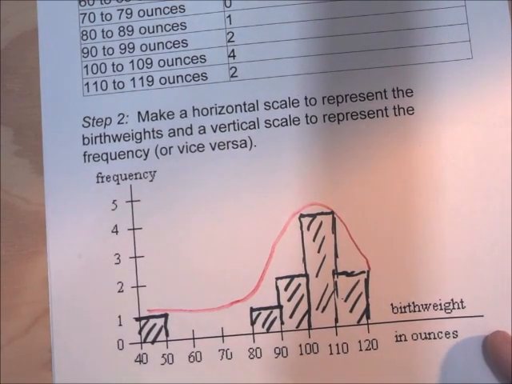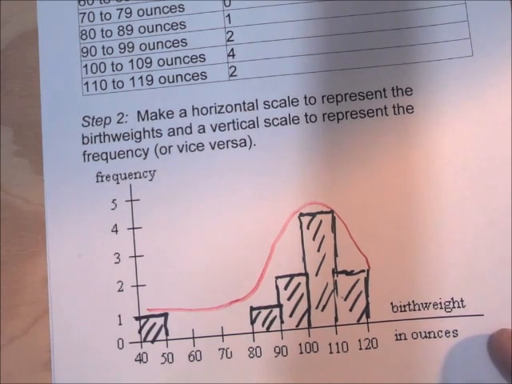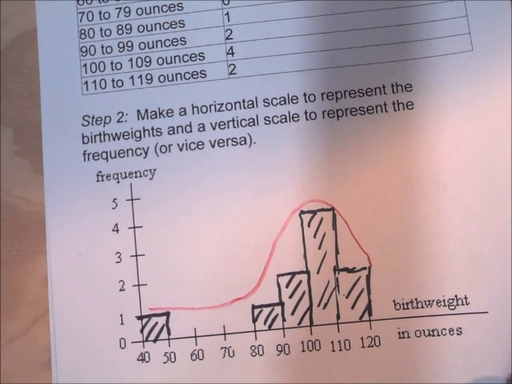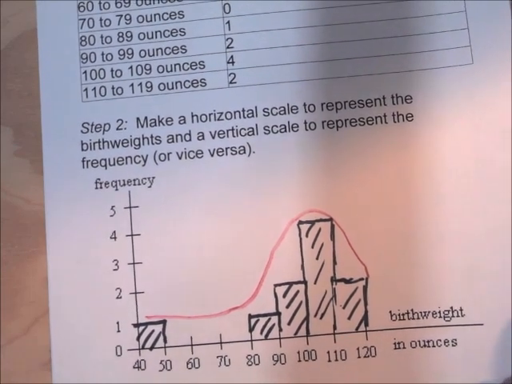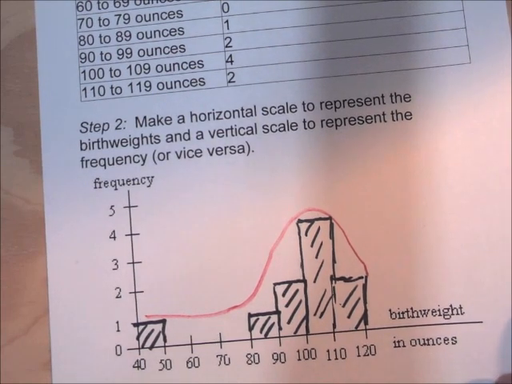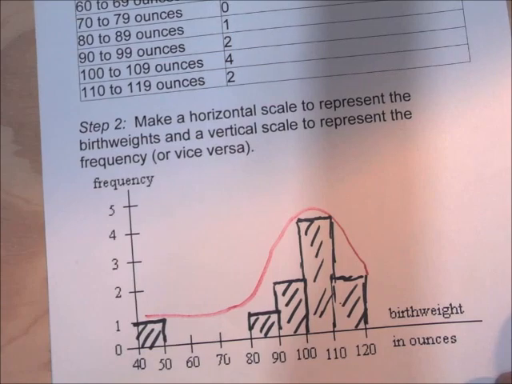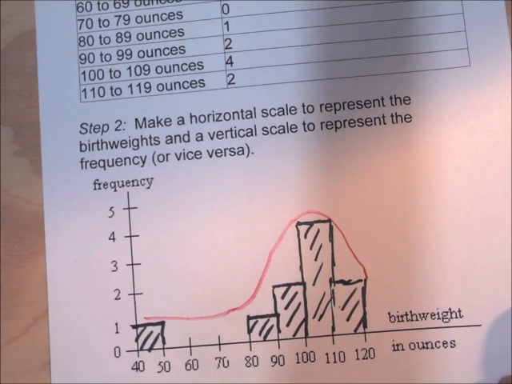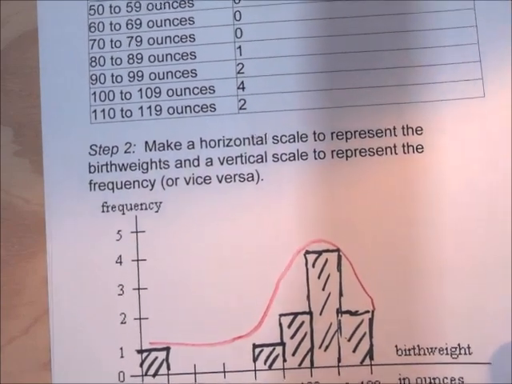Some types of graphs we'll get into later. There's a type of graph called a box plot that we'll get into later that is very good at showing symmetry versus skewness, but does not do so well with other features of the graph. But generally, each type of graph will pretty much tell you the same thing about the data.